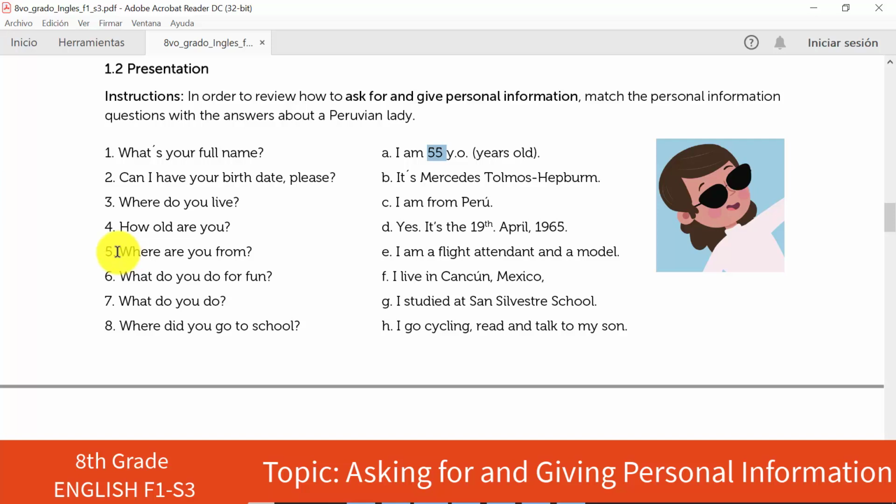Okay, next. Where are you from? I am from Peru. You can change this part. You can say I am from El Salvador, I am from Colombia, I am from Jamaica, I am from Japan, I am from China, whatever you can, okay?